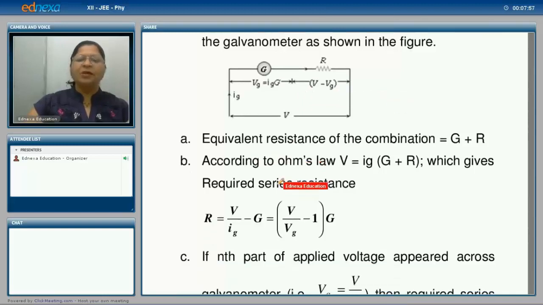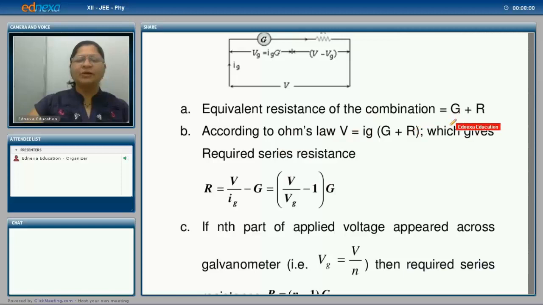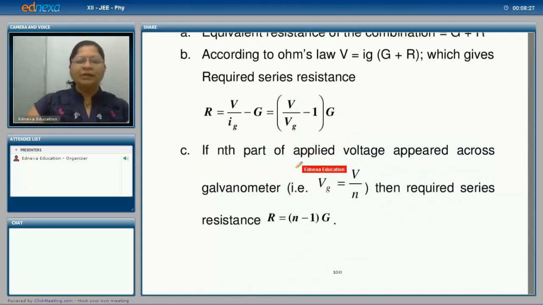and here it will be V minus Vg. Now here the equivalent resistance of the combination will become G plus R, and according to Ohm's law, capital V is equal to Ig into G plus R, which gives us the required series resistance value as capital R equal to V upon Ig minus G, or it is V upon Vg minus 1 into capital G. Now if nth part of applied voltage appears across the galvanometer, then Vg can be written as capital V upon N and required series resistance capital R is equal to N minus 1 times G. So remember these two formulas regarding voltmeter and the previous one for the ammeter.